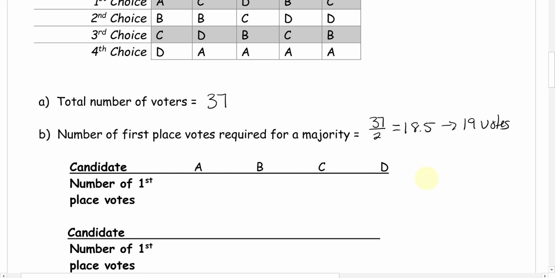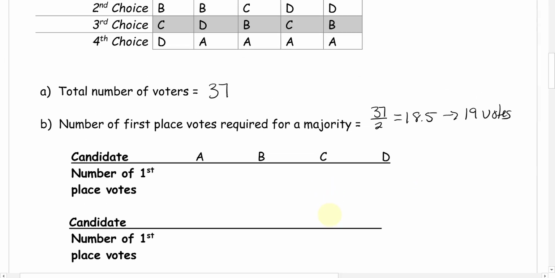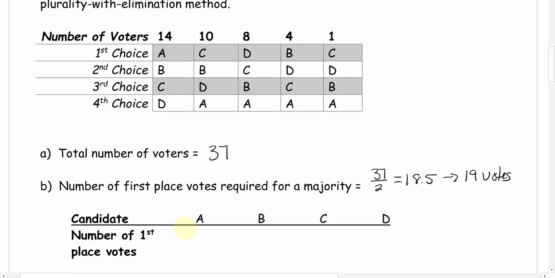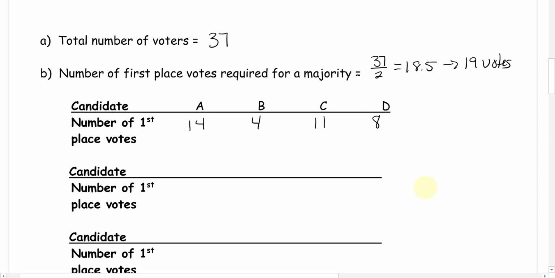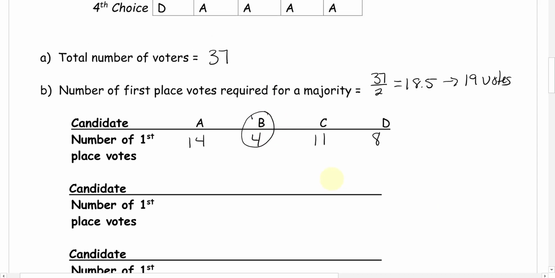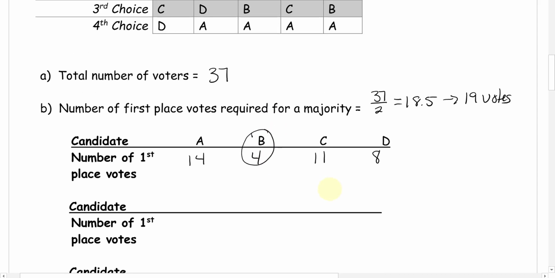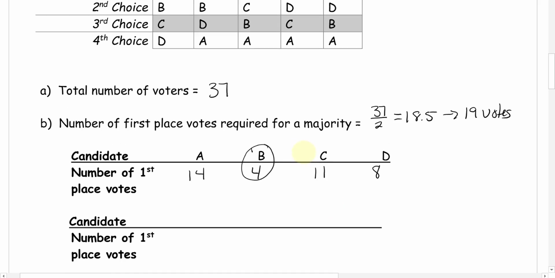Next, we want to fill in the table. So I have a separate table for each time we go through this process. You don't need to do a separate table each time, and we'll see that in a future example. So we want to count the first place votes for each of our candidates. Candidate A had 14 first place votes. Candidate B has 4 first place votes. Candidate C has 11 first place votes, and candidate D has 8 first place votes. So the candidate with the least number of first place votes is candidate B. So that's the candidate that we want to eliminate, and we need to pass those 4 votes to the next available candidate on those ballots.